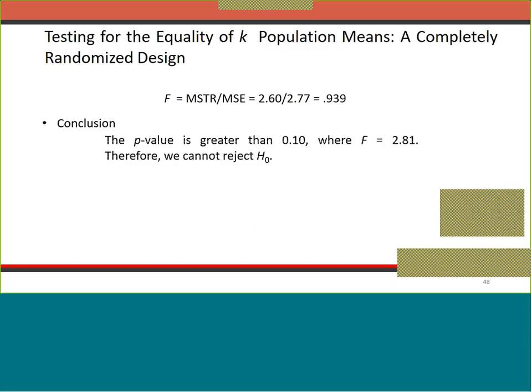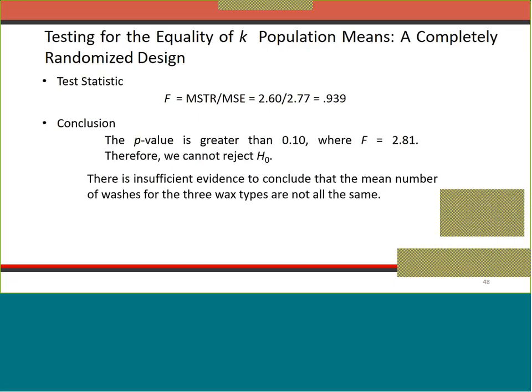So the test statistic is F equal to MSTR by MSE, coming out to be 0.939. If you go through the p-value, because you know how to calculate a p-value for an F, I told you long back, it should be greater than 0.10. Therefore, we cannot reject H0, because p-value less than or equal to 0.05 is our rejection rule. So there is insufficient evidence to conclude that the mean number of washes for the 3 wax types are not all the same.